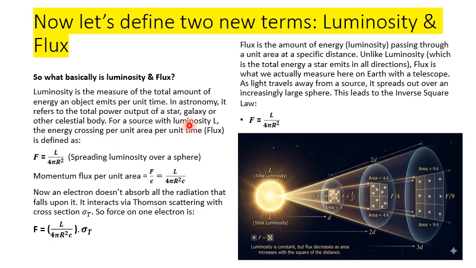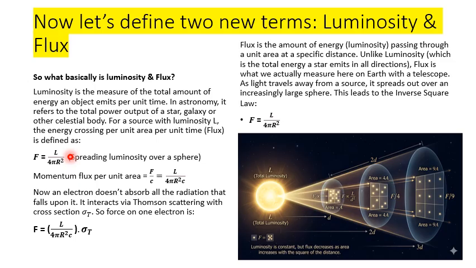So for a source with luminosity L, that means for a source that is emitting energy, an amount of energy per unit time, the energy crossing per unit area per unit time. That means the energy that is crossing per unit time, which is the luminosity, divided by the area, which is the flux, is defined as follows. So flux is defined as luminosity divided by the area through which it is spreading.